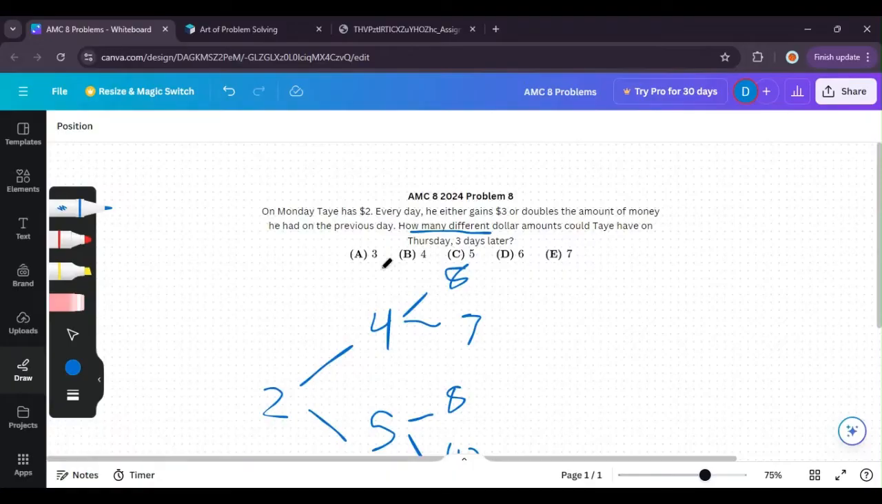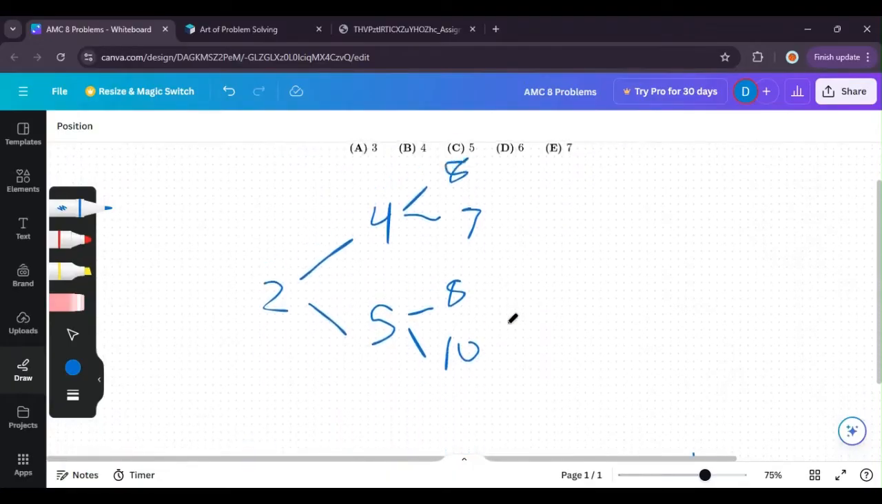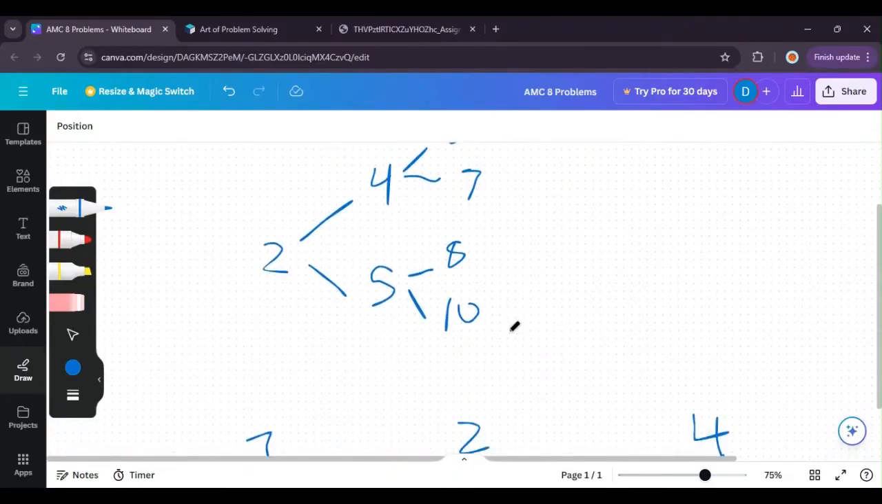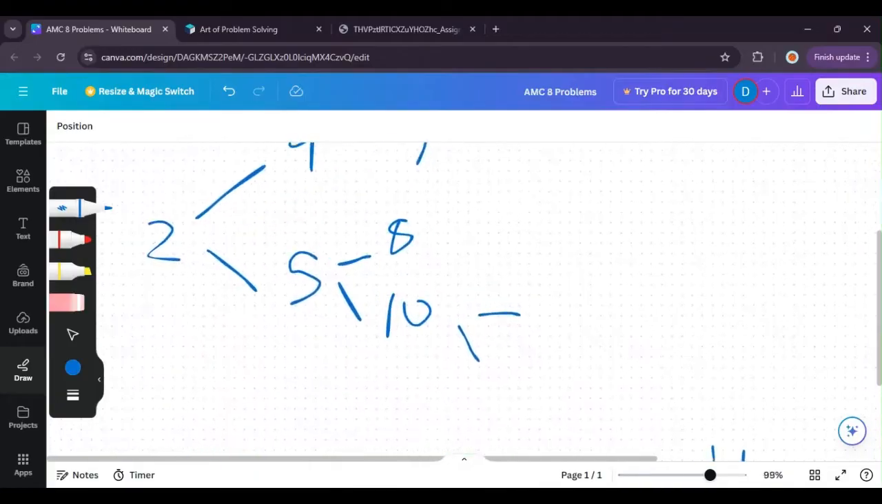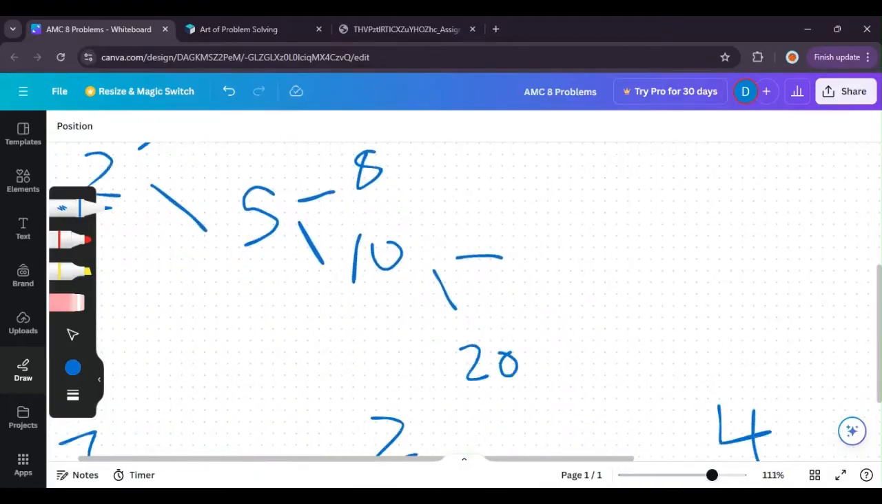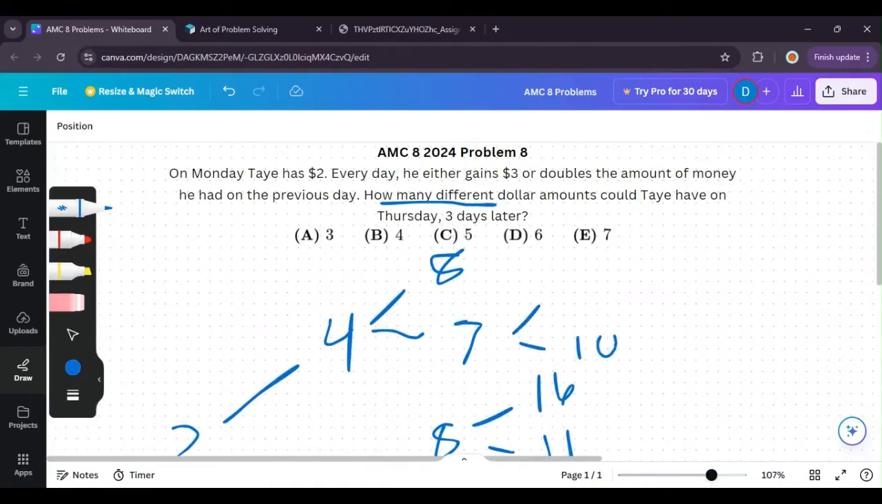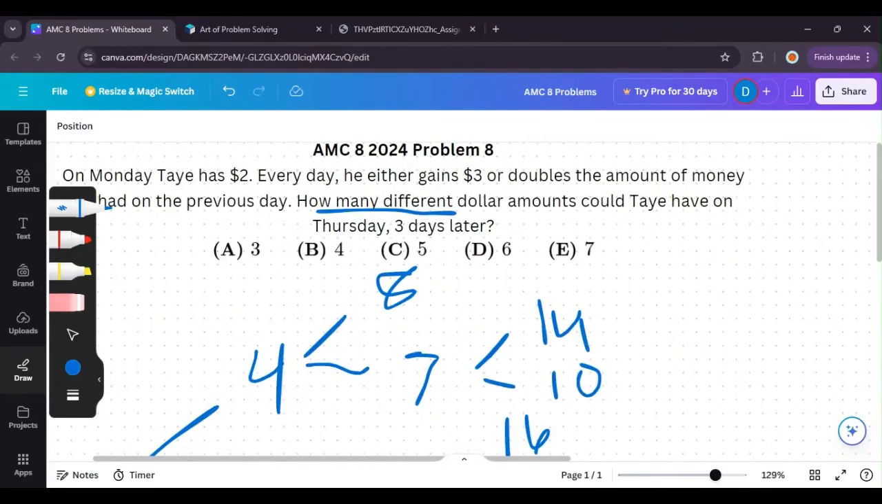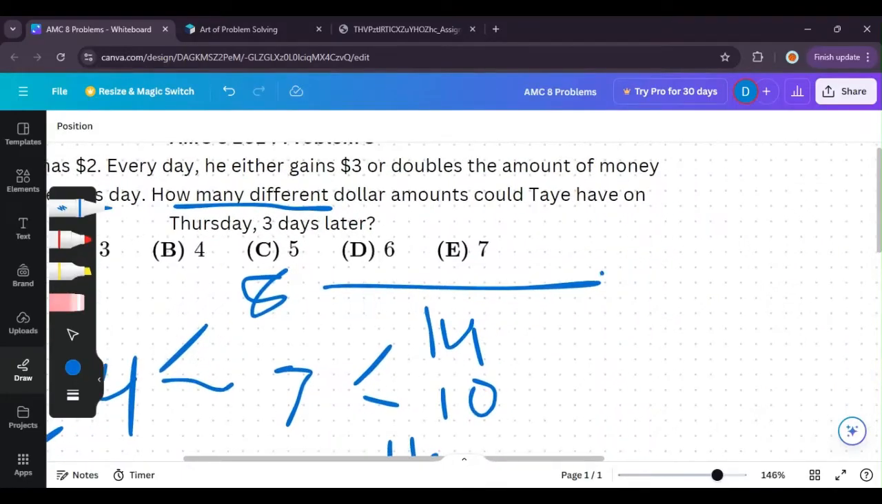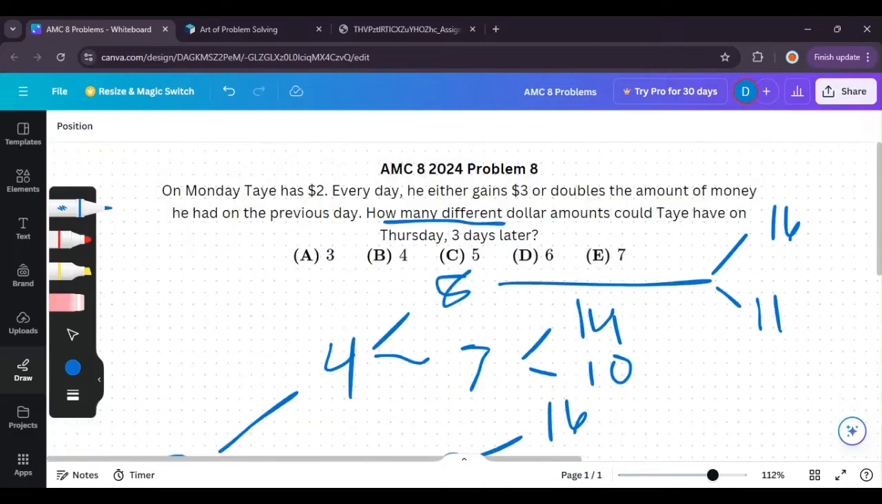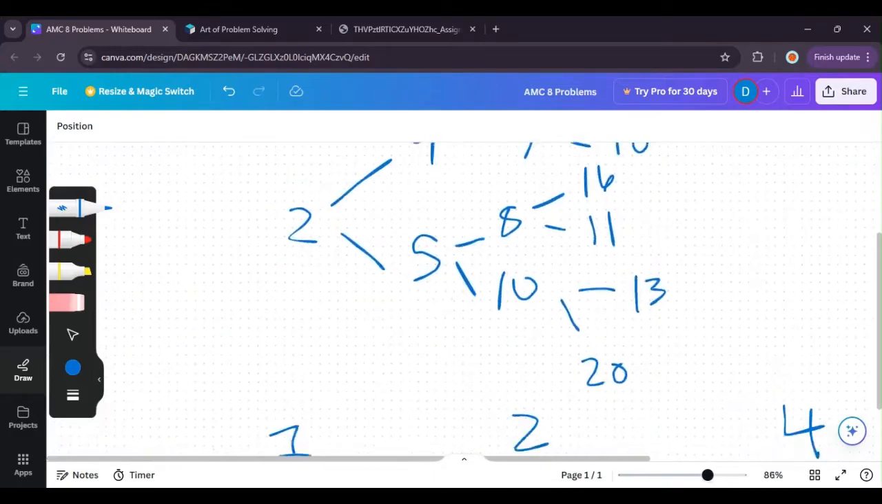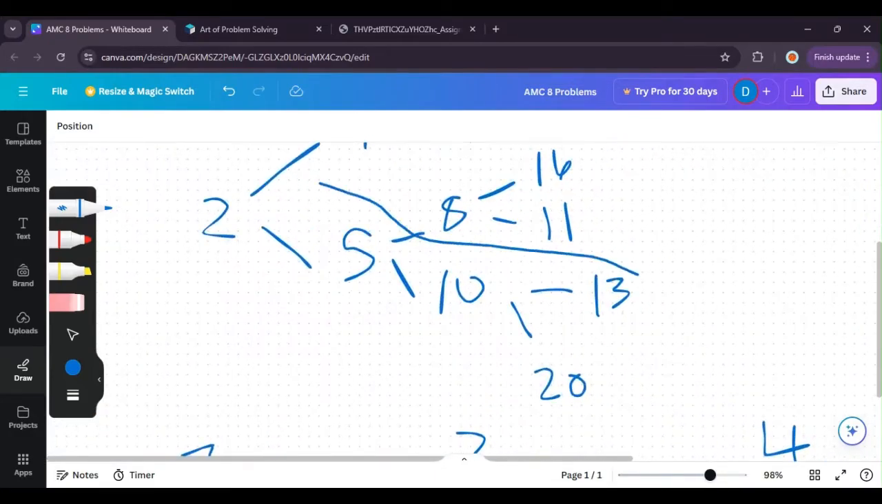And so he can either double his money or gain $3, double his money or gain $3, double his money or gain $3, and I'm just gonna write it here, double his money or gain $3. And I'll explain what all these numbers mean, but I'll just pick one portion of the tree to explain it to you.